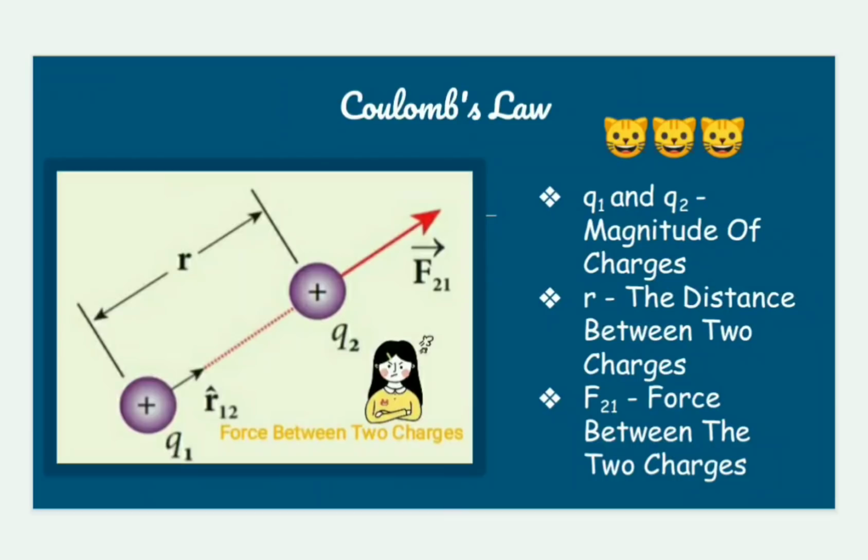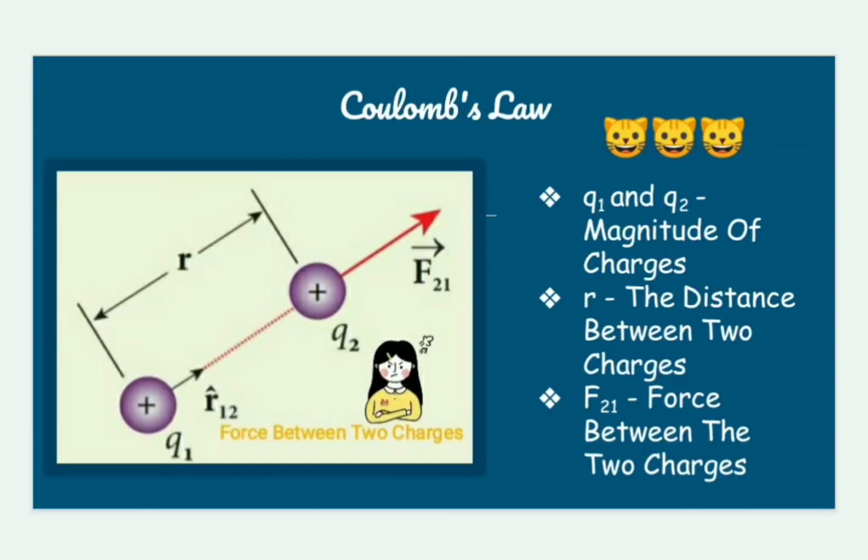But what is F21? F21 is the force experienced by the second charge because of the first charge. And what is F12 then? The force experienced by the first charge because of the second charge. So the charge which is experiencing the force must be mentioned first. F21 means the second charge is experiencing that particular force. F12 means the first charge is experiencing that particular force, right?